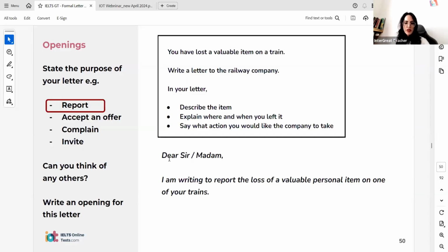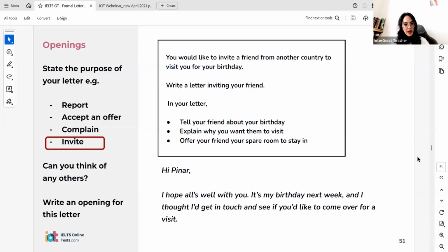So we want to write an opening for this. Dear sir or madam, I am writing to report the loss of a valuable personal item on one of your trains, right?